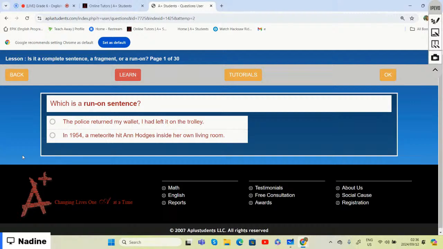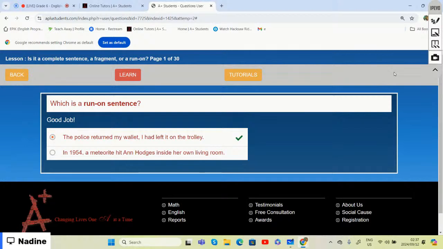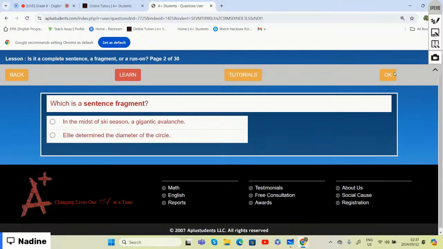A run-on sentence. And if we were to choose the correct option, then we will choose option one. Well done. All right, and that is correct.